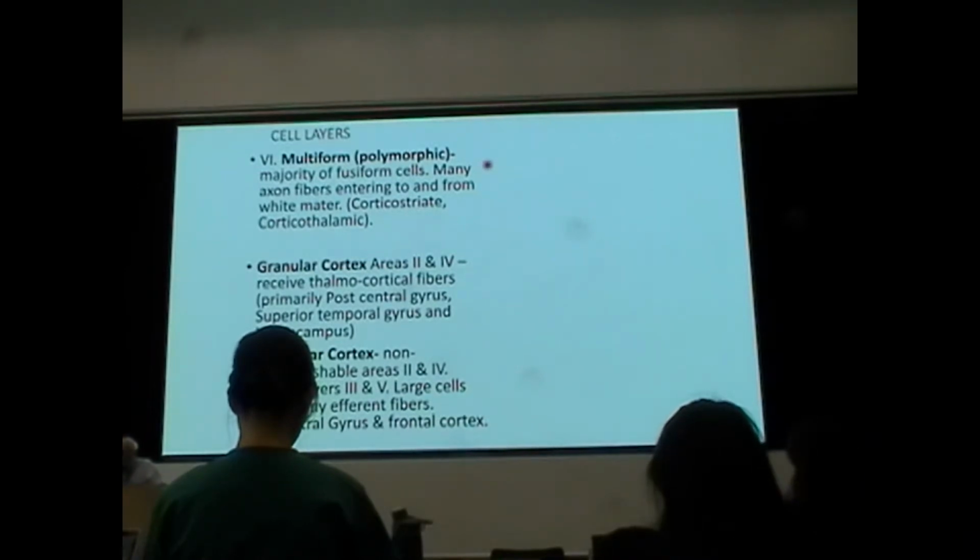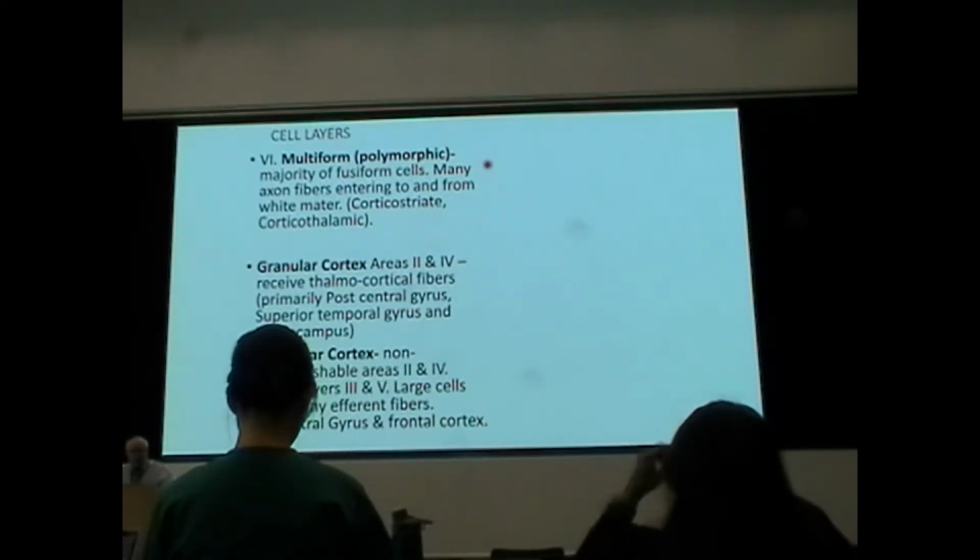All right, layer 6, the innermost layer. Now remember, all of these layers are in the gray matter of the cerebral cortex. So remember when you cut through the cerebral cortex, you can see this tawny band of cells. And below it, coming and going from it, were these fibers, these pathways, the white matter, the processes. The sixth layer is multiform, or sometimes called polymorphic. Many of them are fusiform cells. They could be Martinotti cells. These are a lot of cells that are entering to and from the white matter.